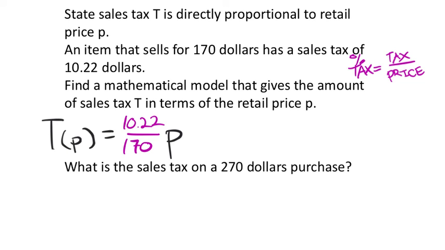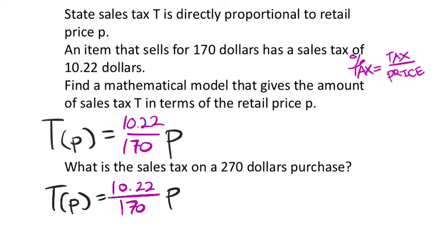Now we can use that model to find what the sales tax would be on $270. And I'm doing this knowing that you probably wouldn't actually do this formula, even if you were trying to find your own sales tax while you're shopping for some reason. But now you know you could. So now we've got T of P. So let's set this function up.